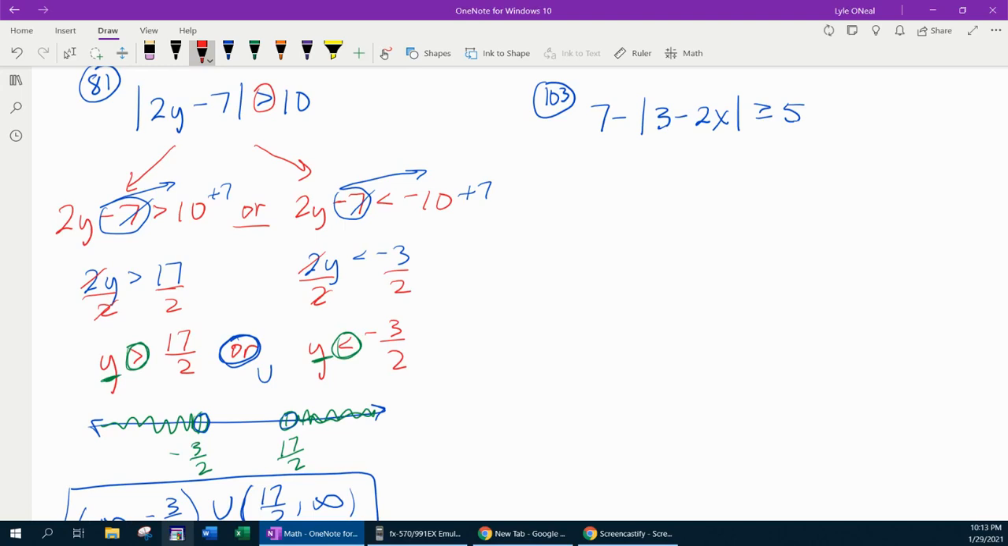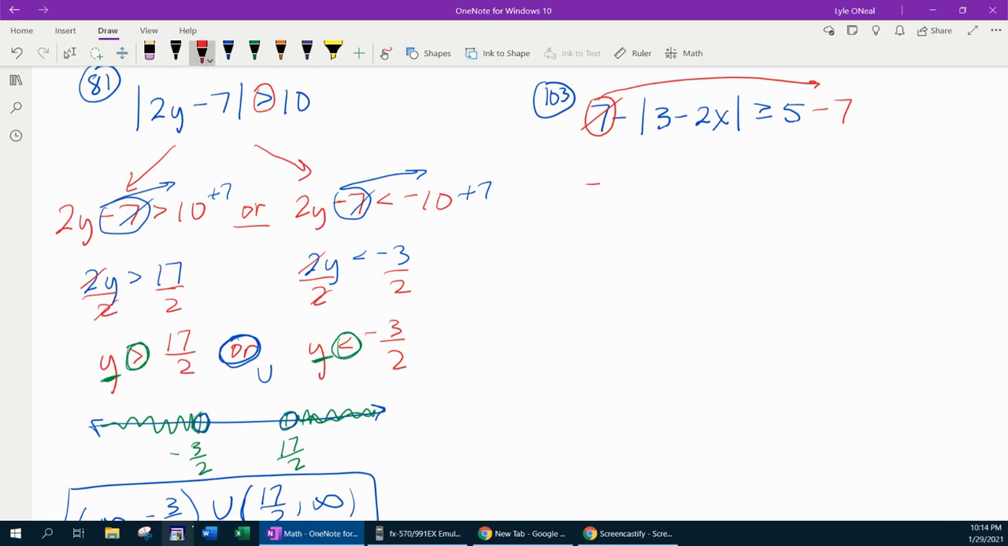Number 103, I saved the best for last. Here we have an absolute value inequality where the absolute value is definitely not isolated. And so we're going to have to go through the process of getting the absolute value all by itself. First step, we're going to have to bring this 7 over, and that's going to make that minus 7. We have to get rid of the extra term, and then we're going to have to deal with this negative sign. But the first step is to move the 7 over.